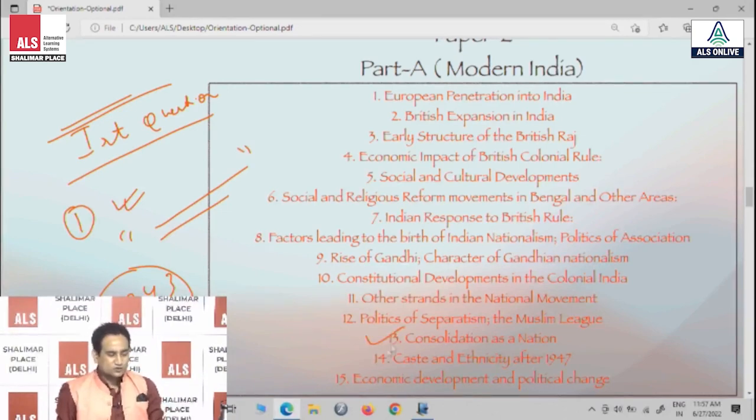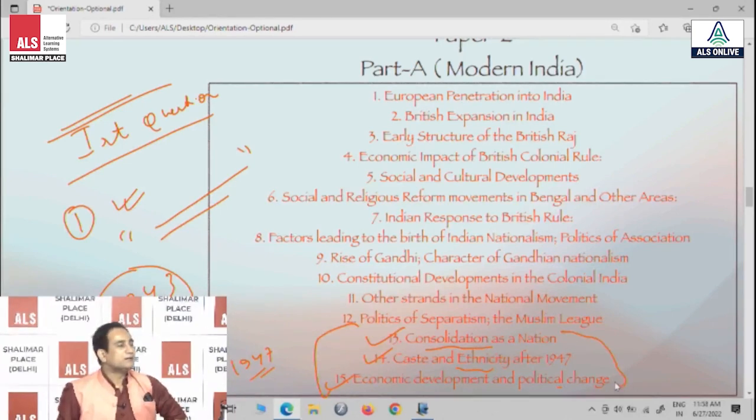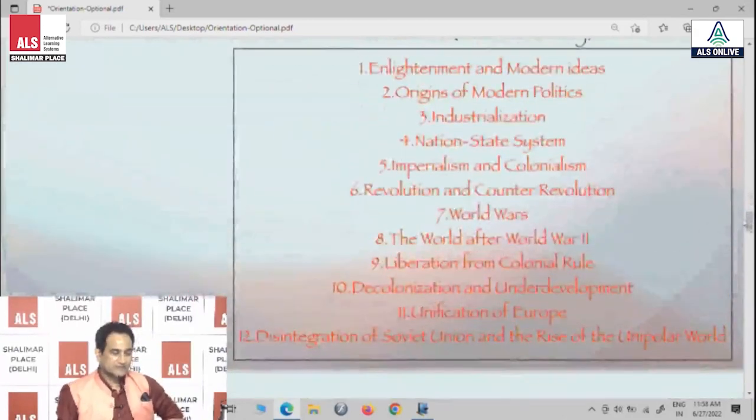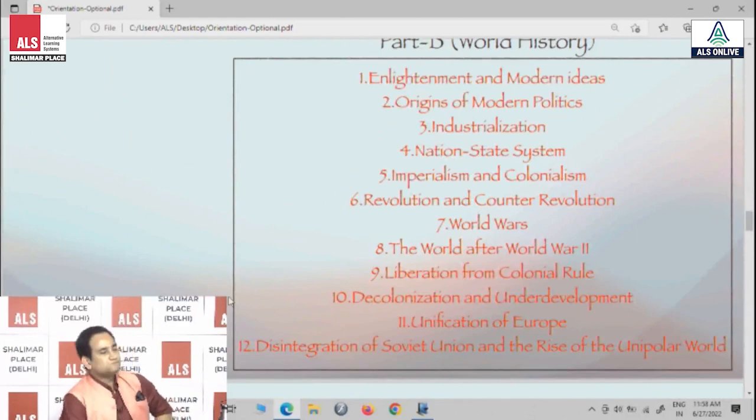Then even in modern India, you will see the syllabus, they have given everything. And the last 3 topics are related to development after 1947. See, consolidation as a nation, caste and ethnicity after 1947, economic development and political change. This you have to prepare. Then in world history also they have given around 12 topics from enlightenment to unipolar world. Fine. So these topics you will consider as difficult, but believe me, it is the easiest part.